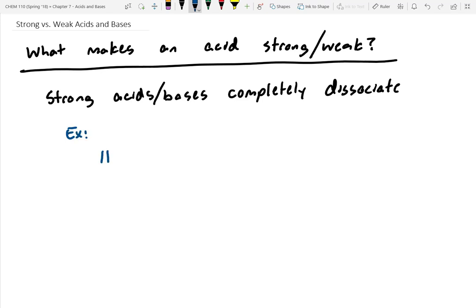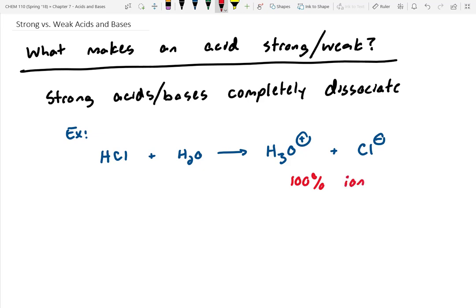So let's say we've got HCl plus water. If you mix these two together, like we saw before, you're going to get H3O plus. What was that called again? Hydronium ion. So that's a good term to know, especially if you go on in biology. And then we get the chloride anion. I'm not going to show the lone pairs this time, though. So the main thing to remember with this is you get 100% ions in solution.